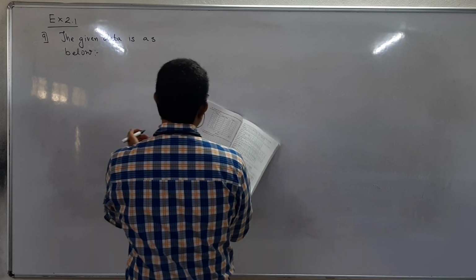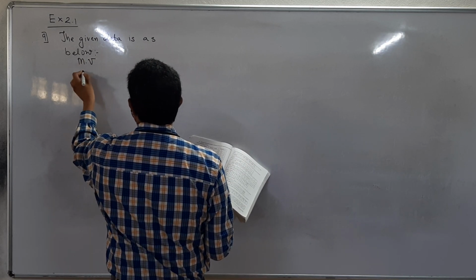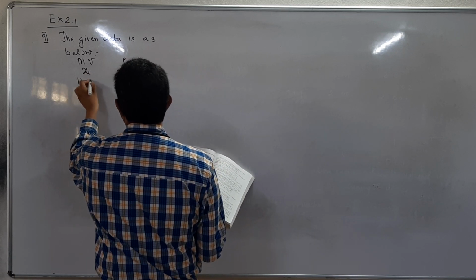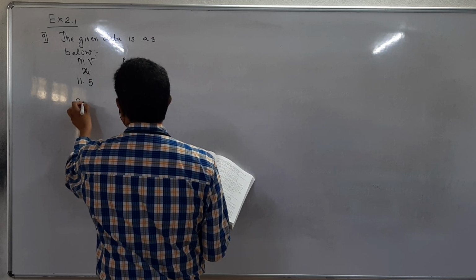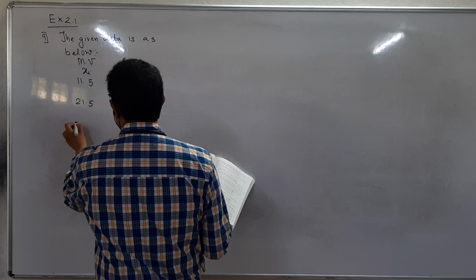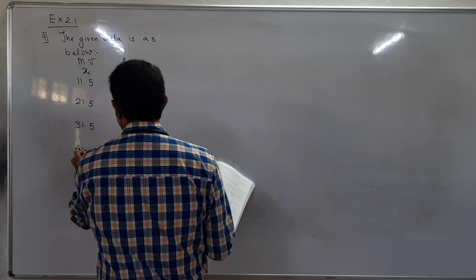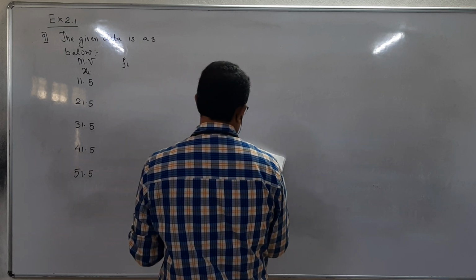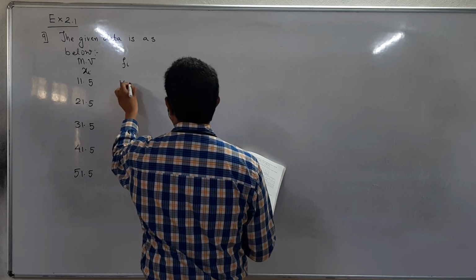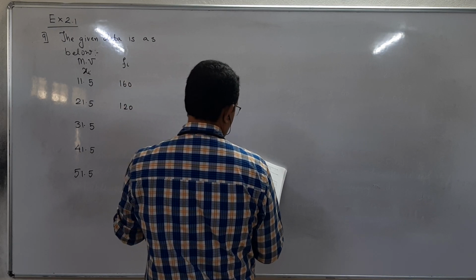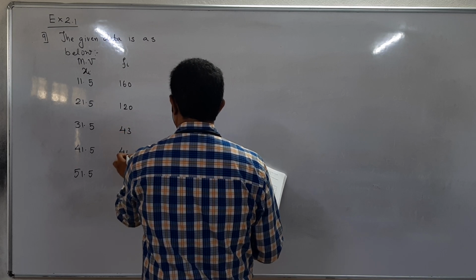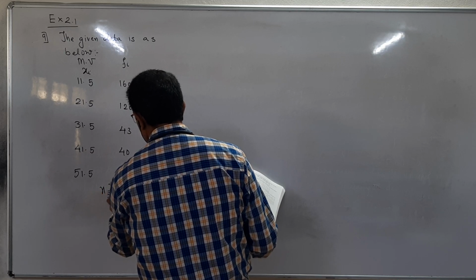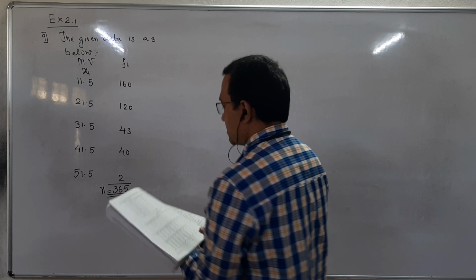Now, mid value is xi and corresponding frequencies fi: 11.5, 21.5, 31.5, 41.5 and 51.5. Then 160, 120, 43, 42. Total frequency n is equal to 365.